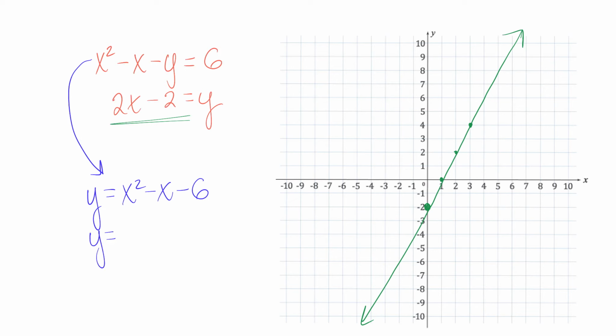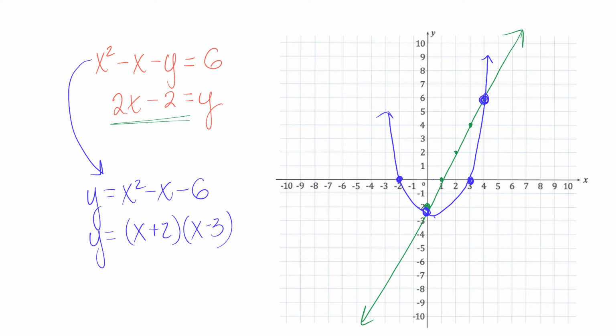And then you can factor, right? So x plus 2 times x minus 3. And that tells me my x-intercepts are at 3 and negative 2. And then I could find my vertex, which is going to be like here, and then probably down here. And then we can graph this, right? And we can start to really find where our points of intersection are going to be.